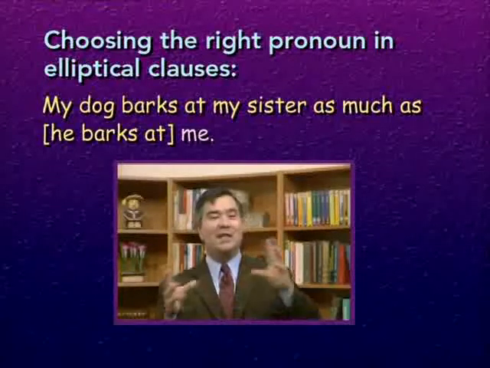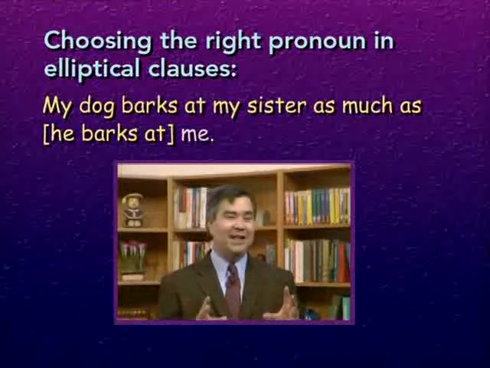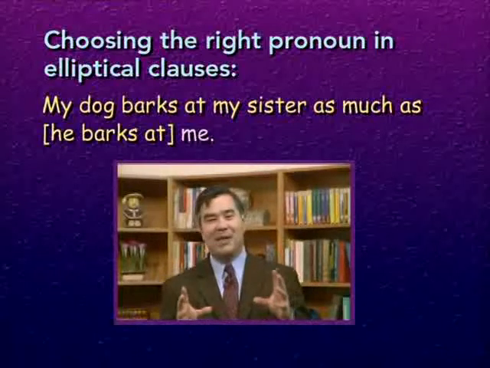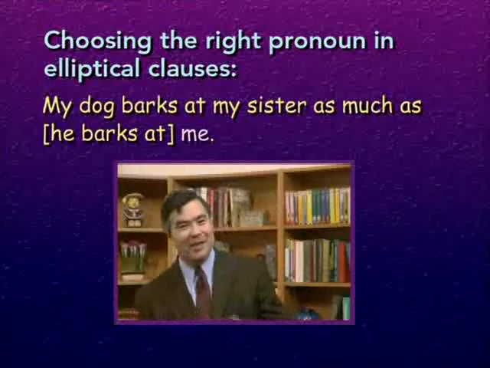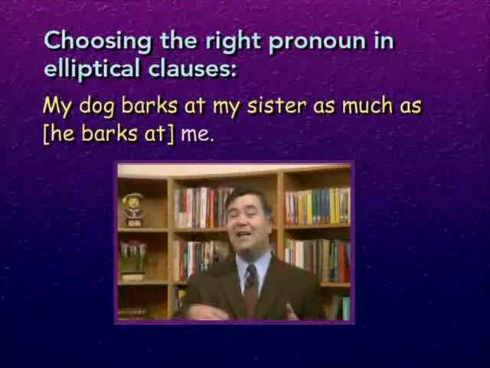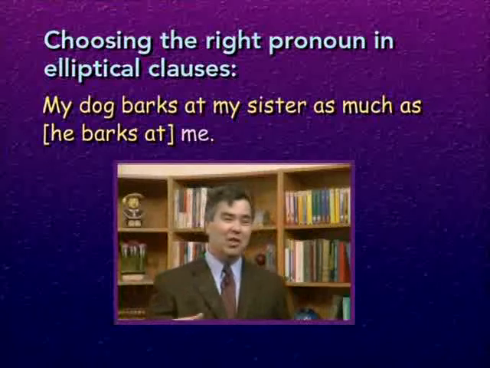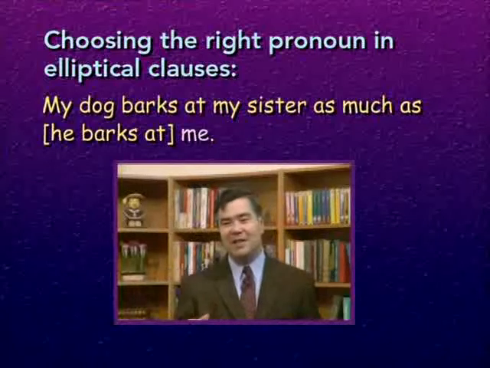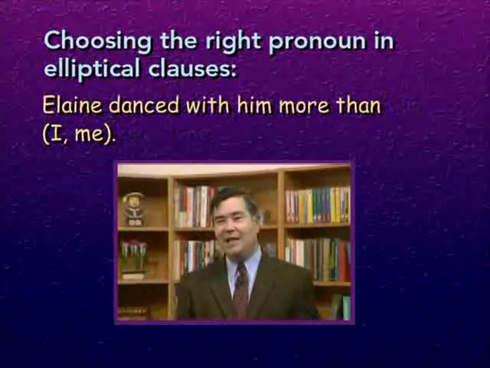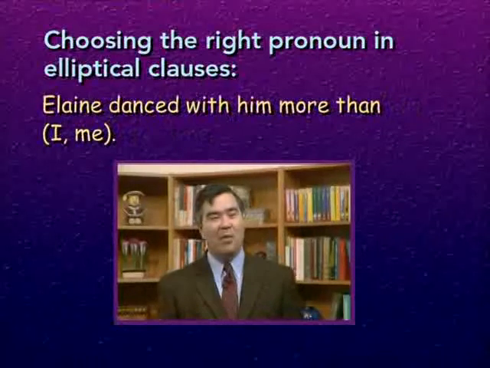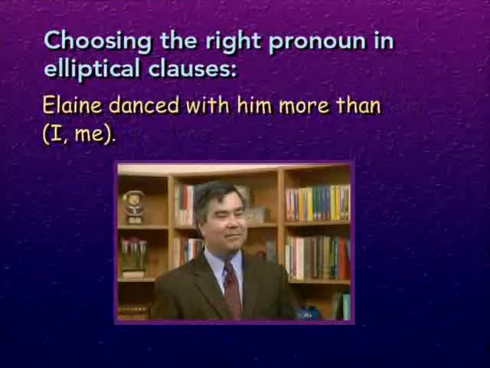So once the omitted words are stuck back in, the sentence would read, "My dog barks at my sister as much as he barks at me." Therefore, once we omit the words again and turn it back into an elliptical clause, "me" should be used. "My dog barks at my sister as much as me." One more example. "Elaine danced with him more than I or me."